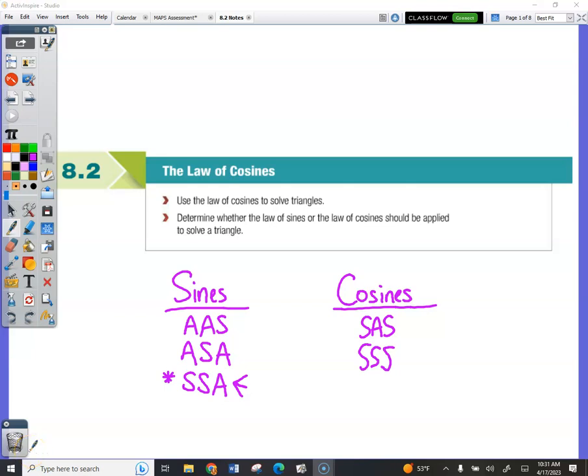8.2, law of cosines. We started it on Friday. It was just the same approach and concept as law of sines, but it's actually less stressful because there's no ambiguous case. You don't have to worry about finding the second possible scenario.